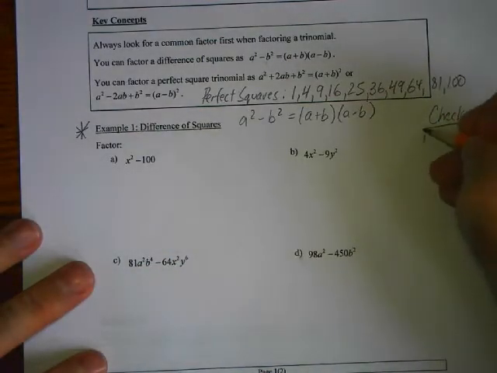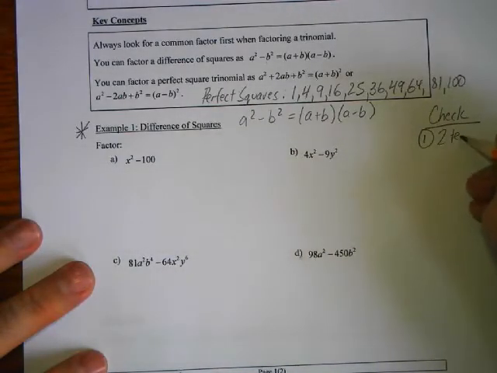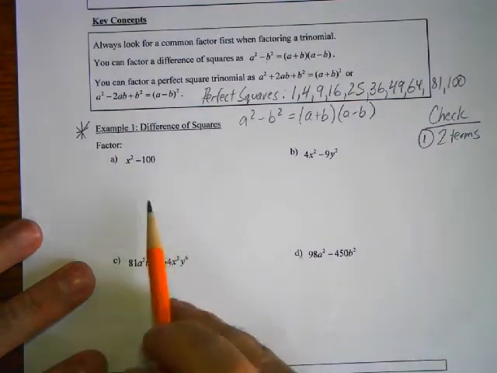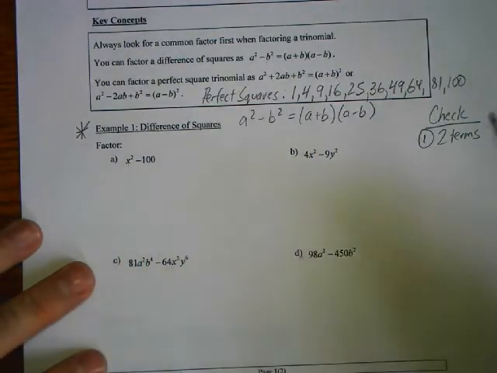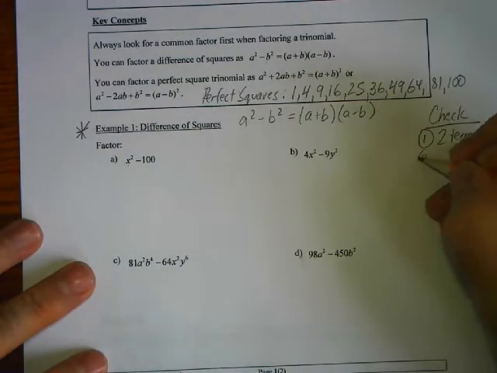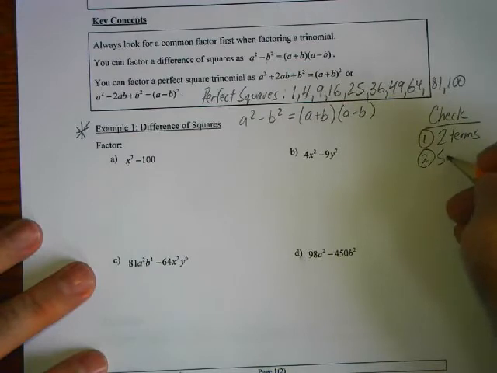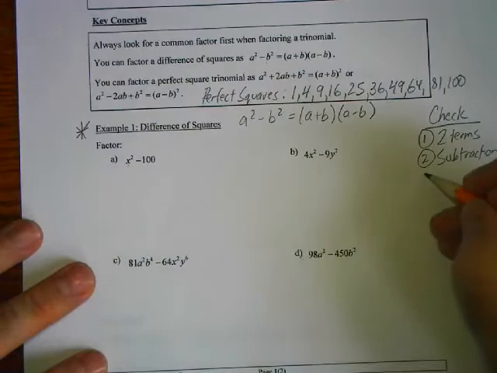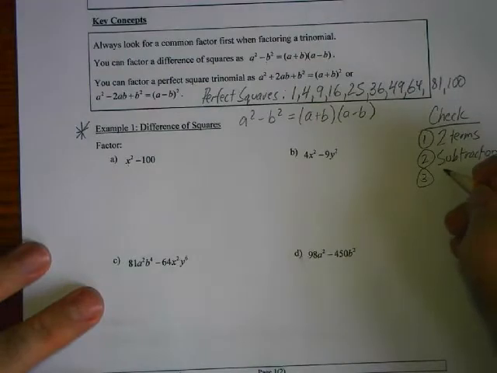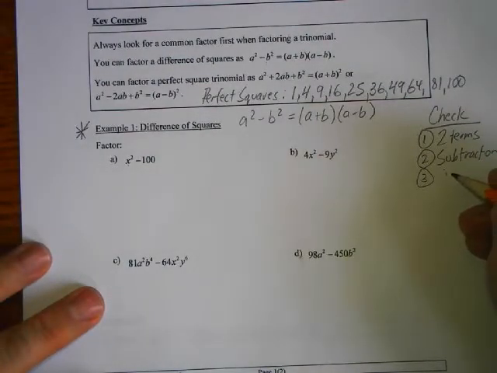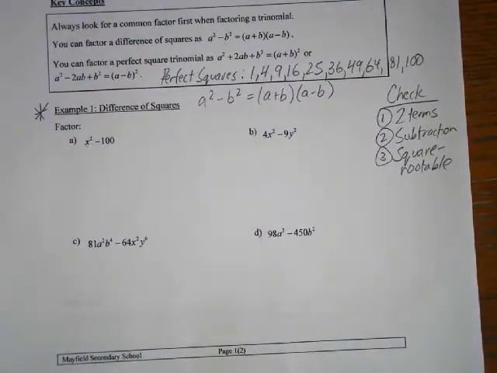So the first thing is, are there 2 terms? And remember how to tell the difference. You can use the plus or minus sign to separate the terms. So you count the number of terms. If there's 2 terms, you keep going. Are those 2 terms being subtracted? So is there a subtraction sign in between the 2 terms? And then finally, this is the strange one. You see if you can take the square root of each of the terms. So I just call that square rootable. I don't think that's really a word, but you know what I mean.